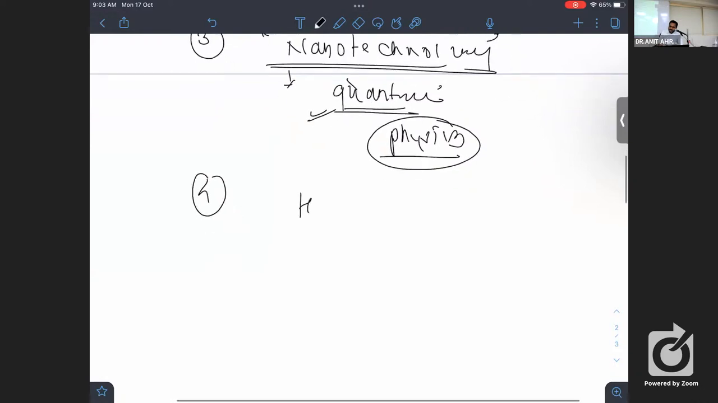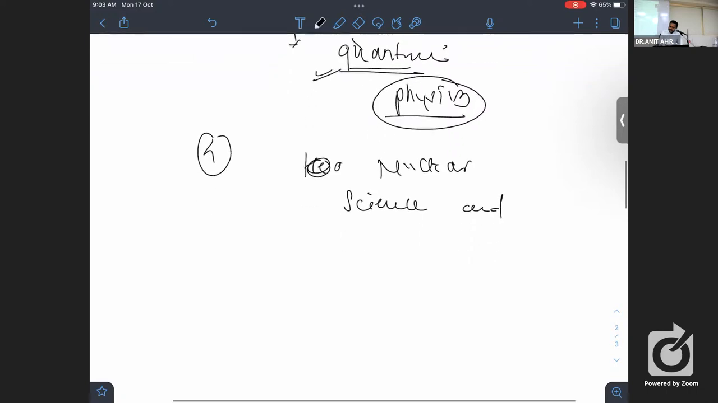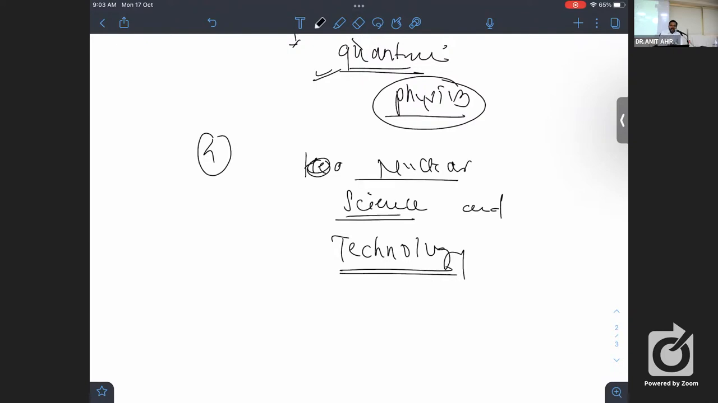Fourth one is nuclear science and technology. I have already made the statement that UPSC did not mention this particular topic in the syllabus, but UPSC loves to ask questions based on nuclear science and technology. Understood?